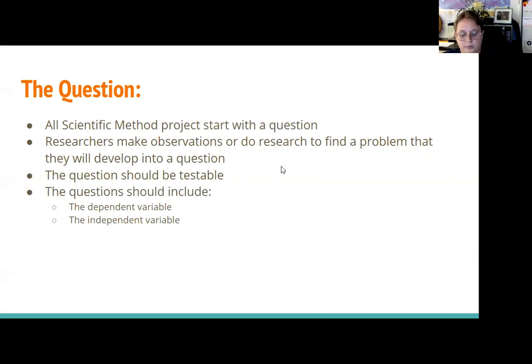So we need to write out a good question first. And that question has to be testable. And it should include a dependent and independent variable. So we'll talk about that.